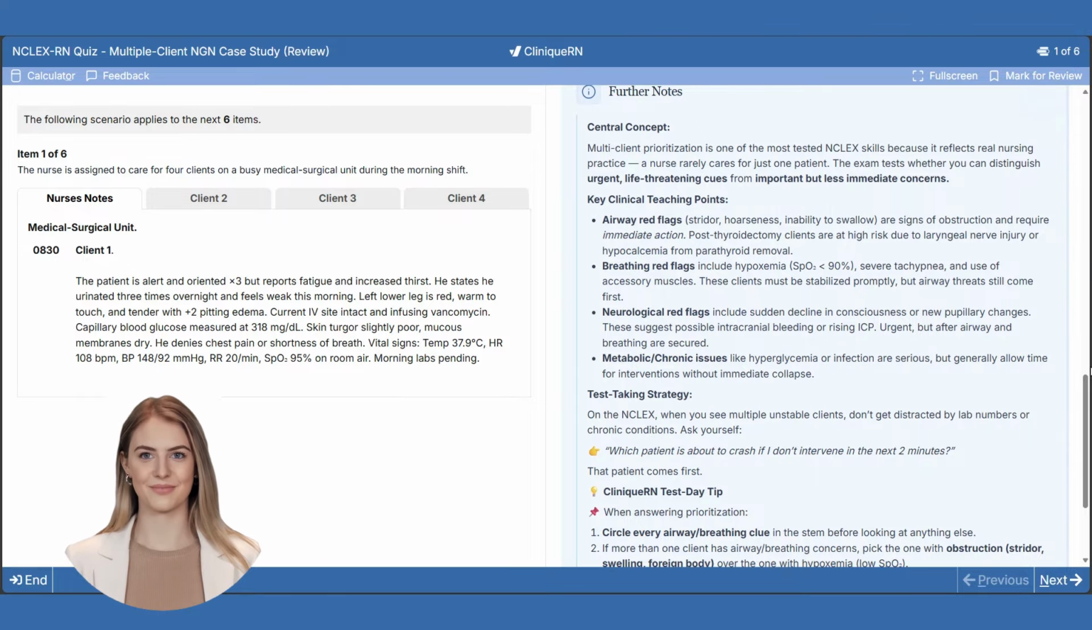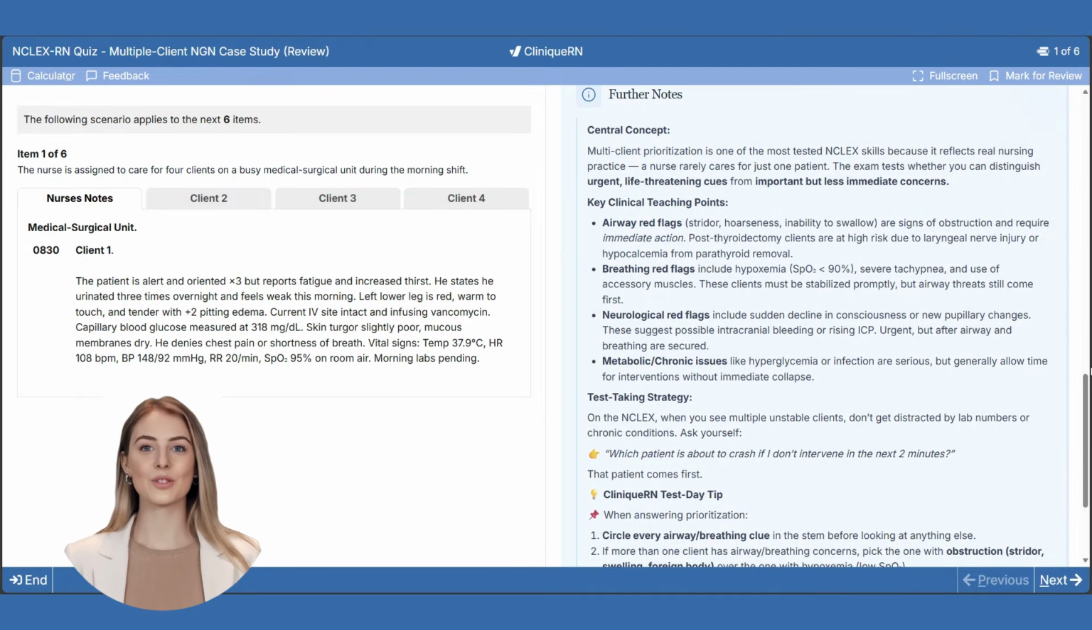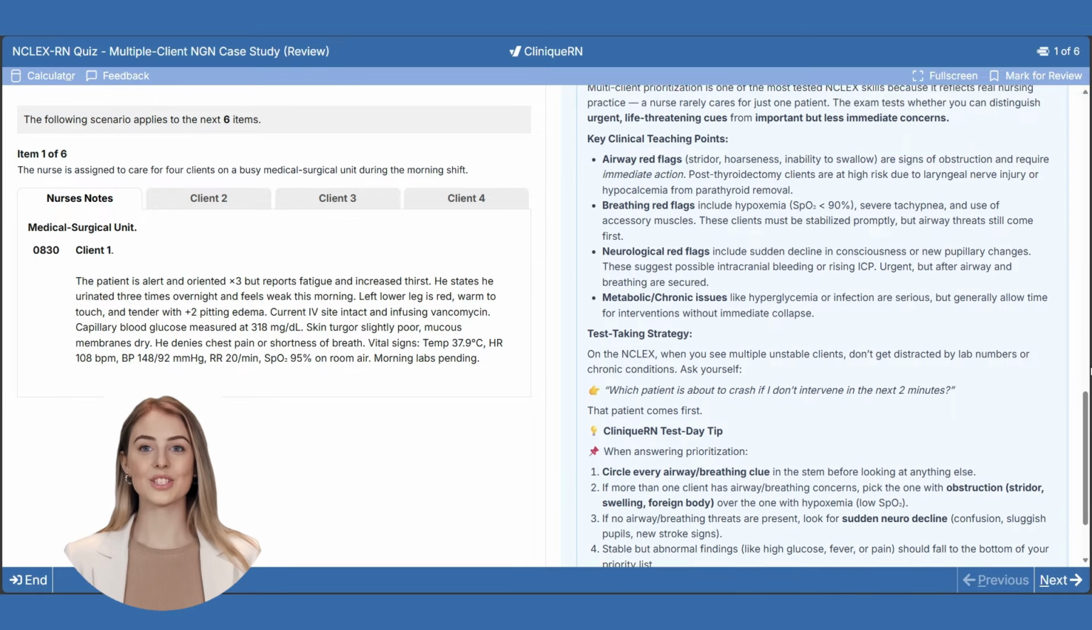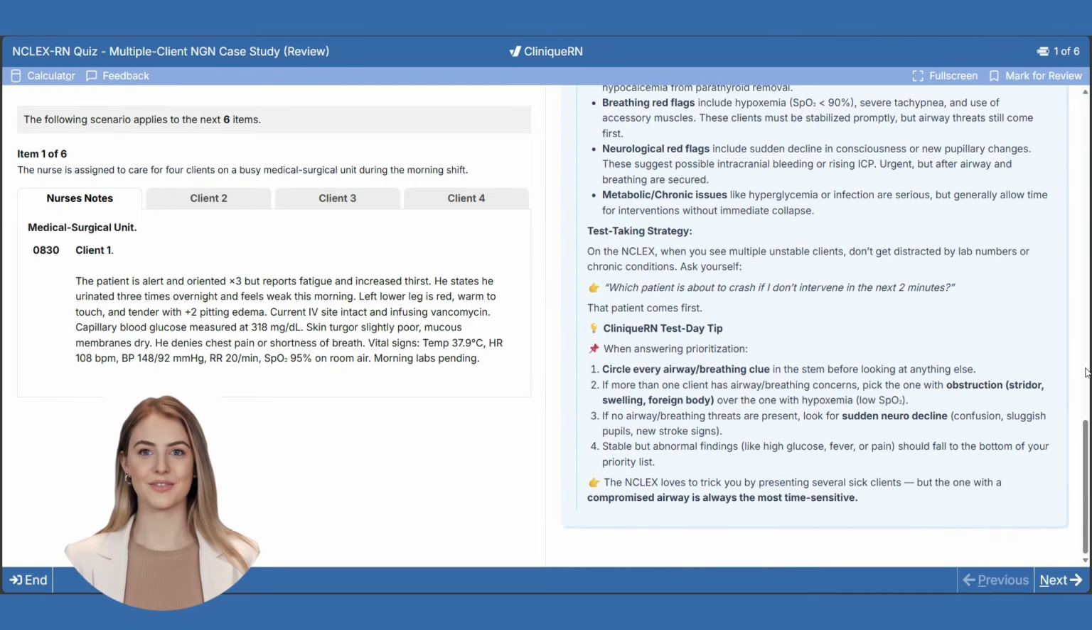Test-taking strategy. On the NCLEX, when you see multiple unstable clients, don't get distracted by lab numbers or chronic conditions. Ask yourself, which patient is about to crash if I don't intervene in the next 2 minutes? That patient comes first.